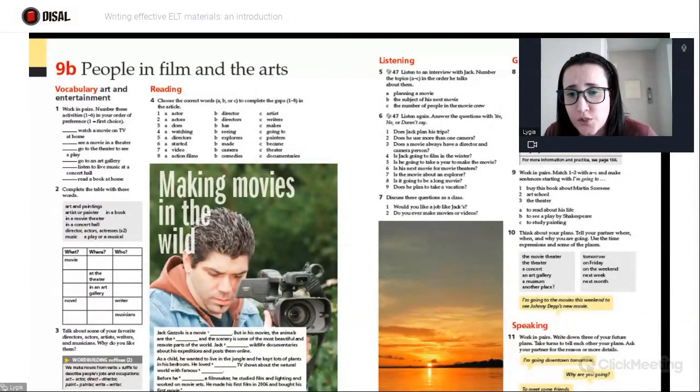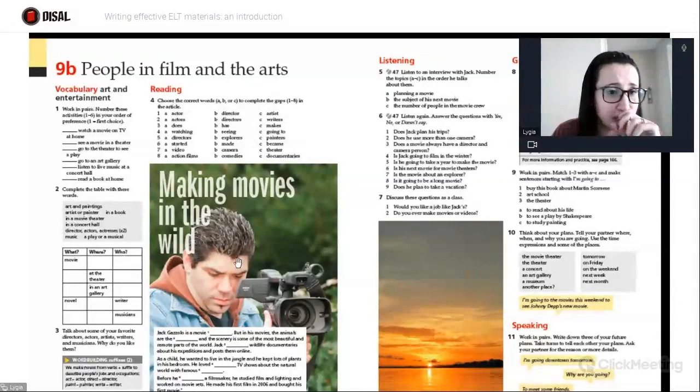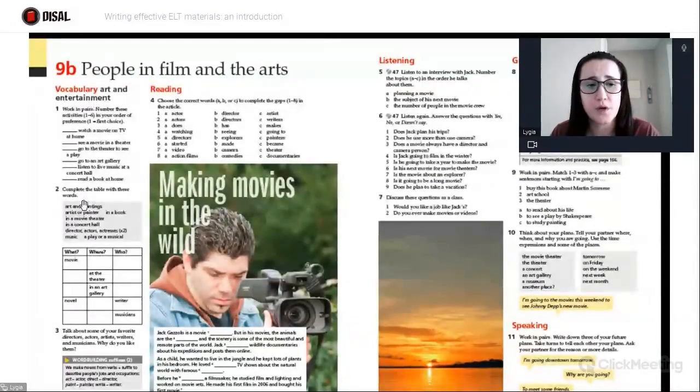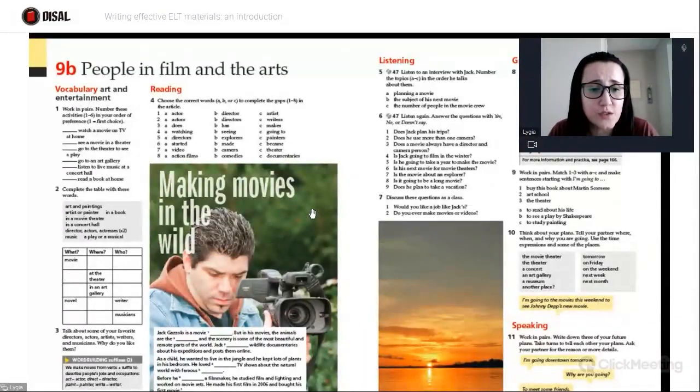Okay. So Isabel is saying short instructions. Yes, we can see short instructions here. Complete number 2, for instance. Complete the table with these words, and this is it. Yes, Thais, a reading text or a listening text. This is it. Authenticity. Yeah, so look at the image that we have here.